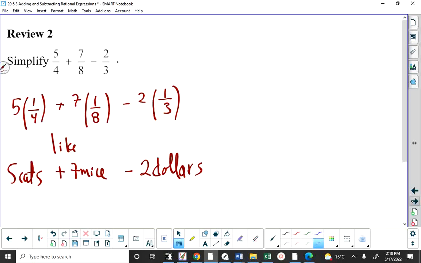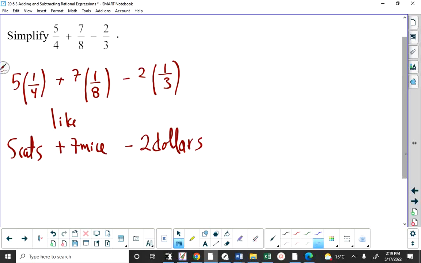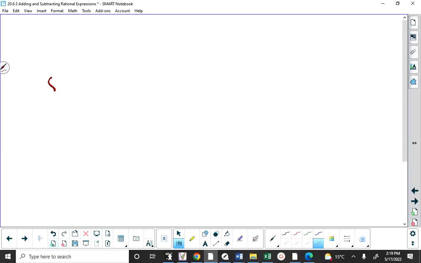By the way, when I write this 5 times a quarter, that's not what we're going to be doing. That's just me explaining fractions. So this is where the concept of a common denominator comes in. So what we want to do is rewrite, let me write this down, 5 quarters, 7 eighths, and 2/3. I just need a little more room. 5 quarters plus 7 eighths minus 2/3.